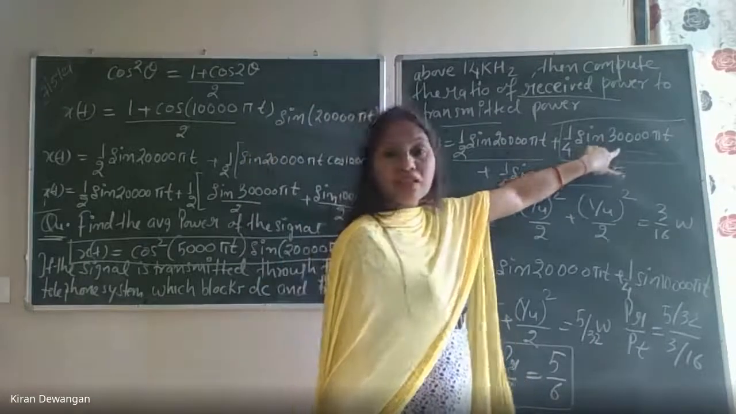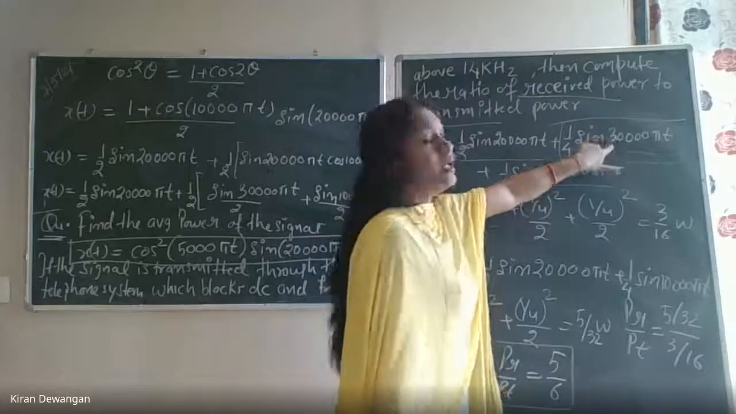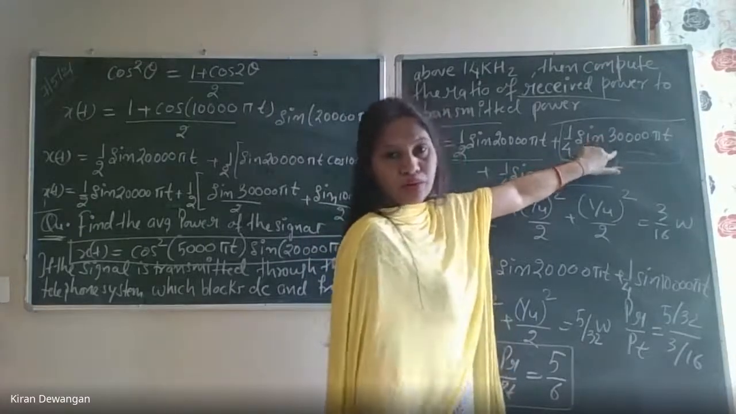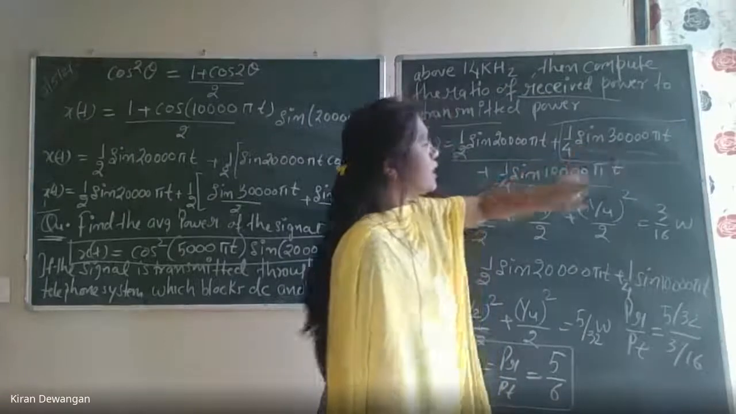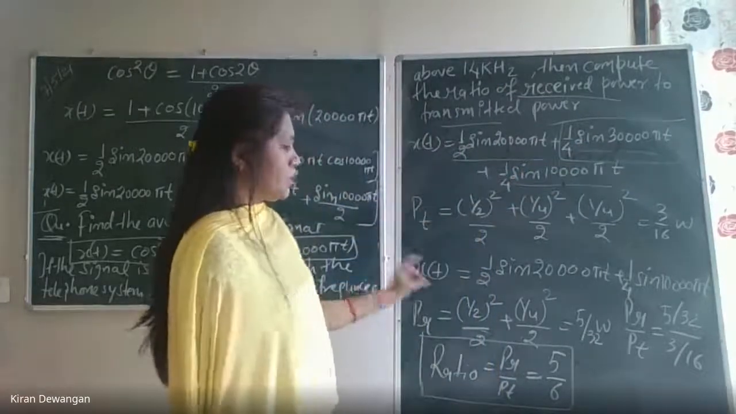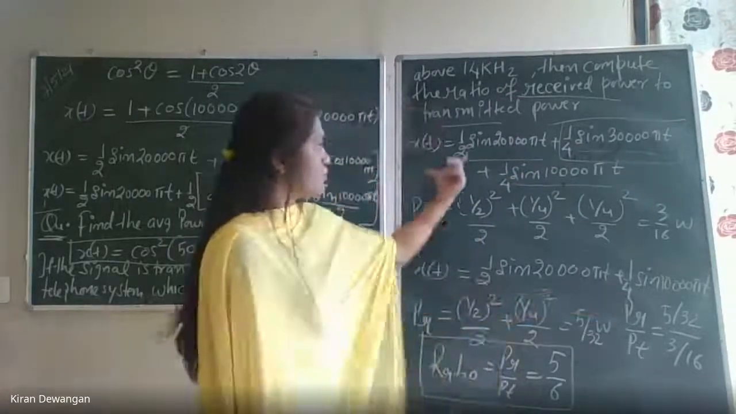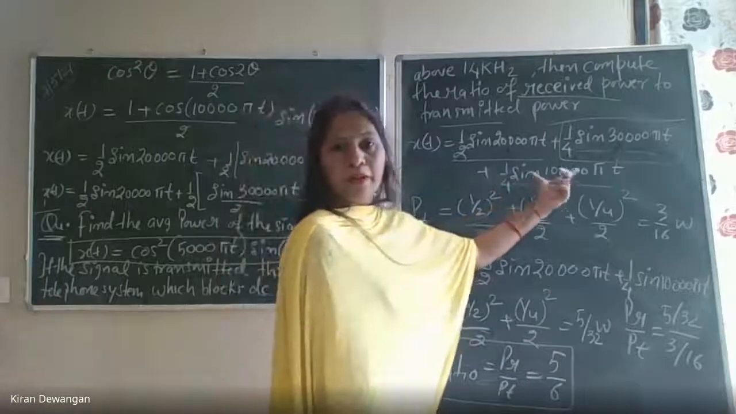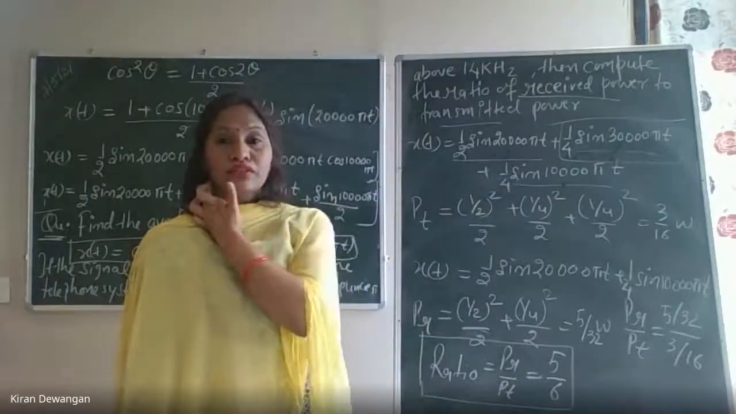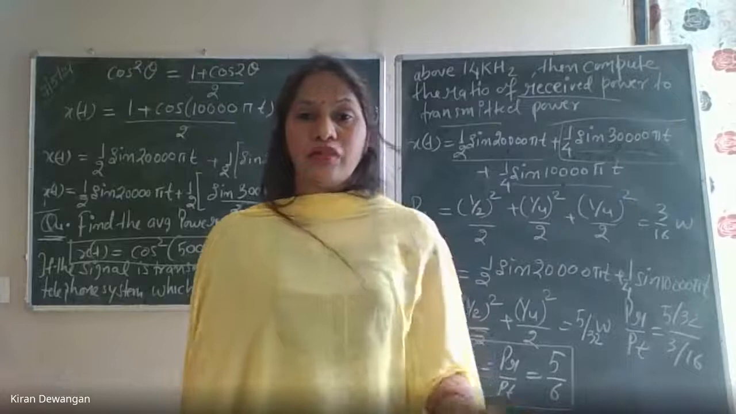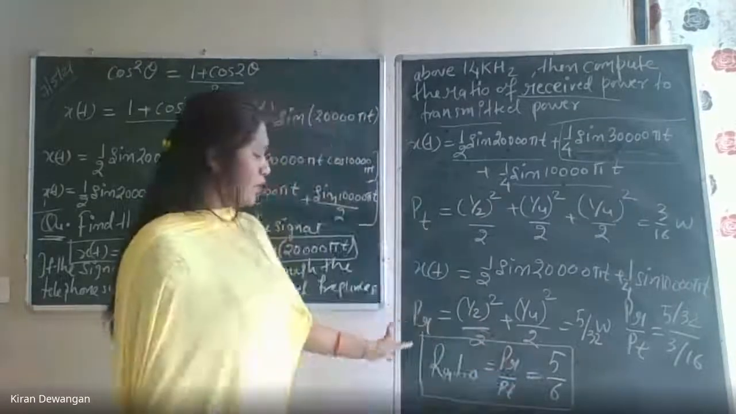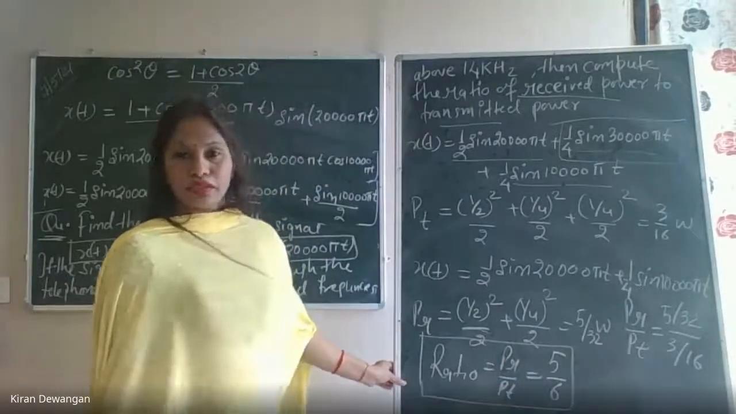Here the frequency is 15,000. So only this particular term will get blocked. Clear? So this term will get blocked and the received signal will be this one. इसमें आपका ये first term रहेगा और ये third term रहेगा. And accordingly we can calculate the formula for transmitted power as well as for received power and we can find out the ratio of this. ठीक है?